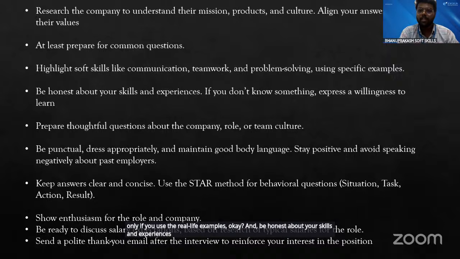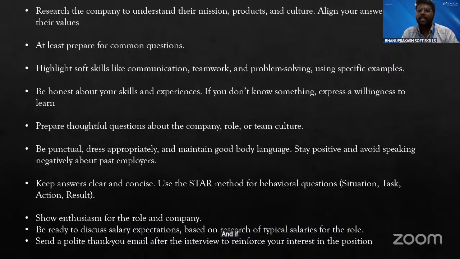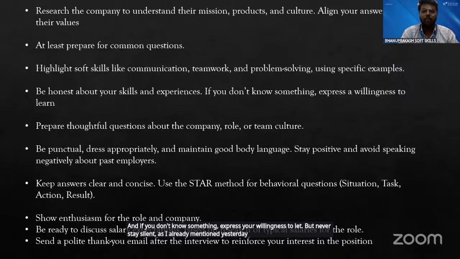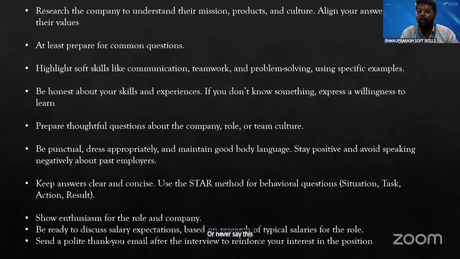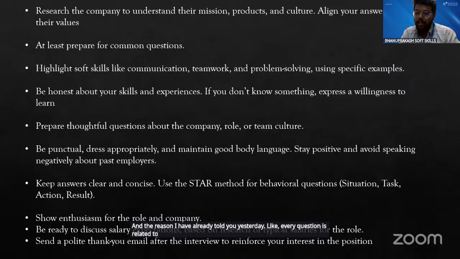You need to be honest, and if you don't know something, express a willingness to learn, but never stay silent. As I already mentioned yesterday, you should never stay silent or say I don't know. The reason I told you yesterday is that every question is related to you only, so you have no scope for saying I don't know the answer, right?